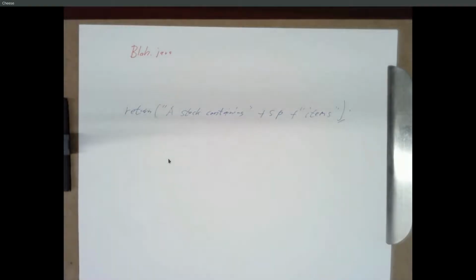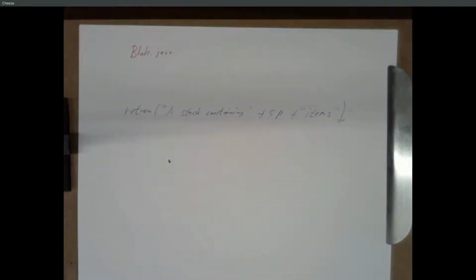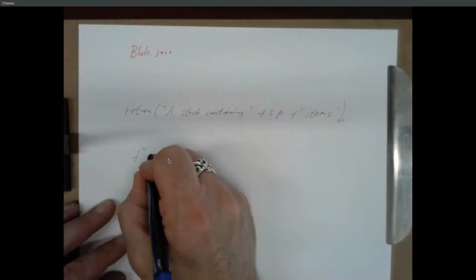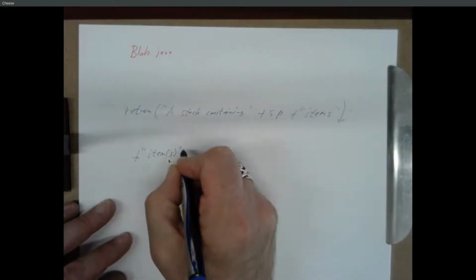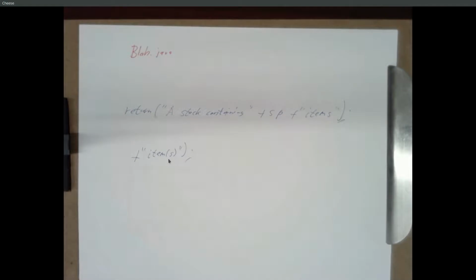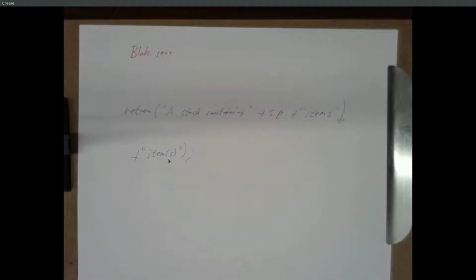So we could return this string, a stack containing, concatenate the value of SP and concatenate the word items, and that would tell us how many things are on the stack. We could do this, so if there's only one thing on the stack, it says a stack containing one item, parentheses S, so we don't get accused of not knowing how to use pluralization. But that's a lowball way to do it.